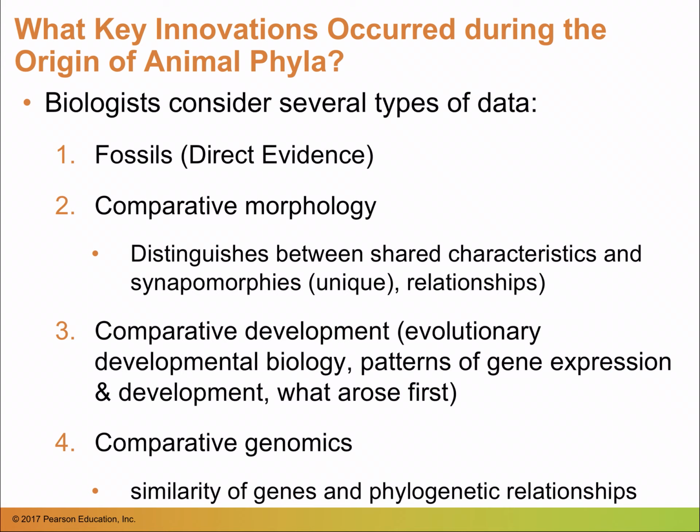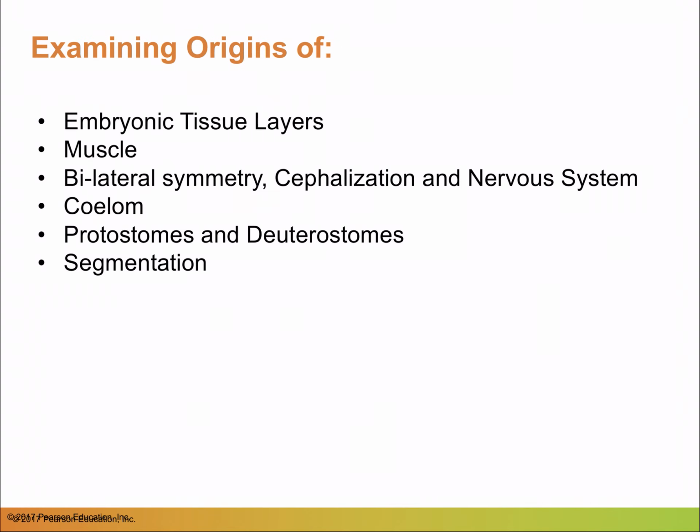Number 3, comparative development. We can look at evolutionary biology, patterns of gene expression, right? What arose first here by looking at the DNA. And along those same lines, comparative genomics, looking at the whole genome and looking at the similarities in genes and phylogenetic relationships. Additionally, we can look at the origins of the embryonic tissue layers. We're going to see that there's 2 layers or 3 layers of embryonic tissues.